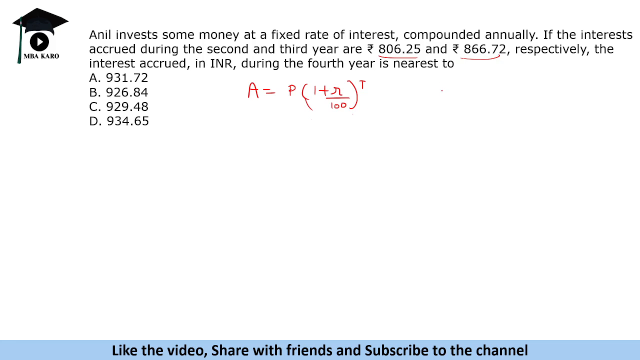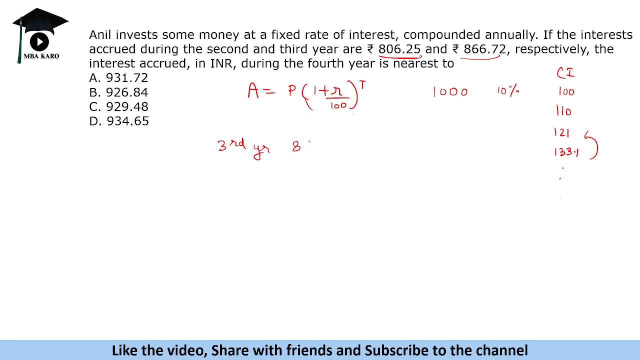So just take an example. Let us say you have 1,000 rupees and 10% interest. So compound interest in the first year will be 100, second year it will be 110, third year it will be 121, 133.1 and so on. Okay, so you see that the ratio is the same.